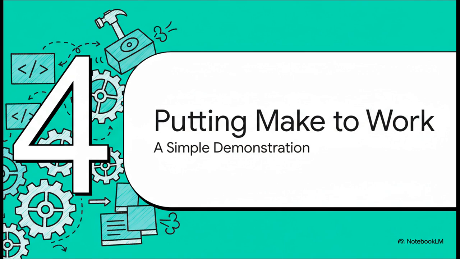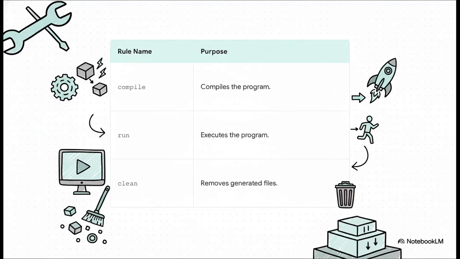Okay, theory is great, but let's make this real. Let's see how all this stuff actually works in practice with a simple example. So here are 3 super common rules you might find in a basic Makefile. You've got a compile rule to, well, build the program, a run rule to execute it, and a clean rule to get rid of all the generated files and just tidy up your directory. It's simple, it's clear, and it keeps everything organized.